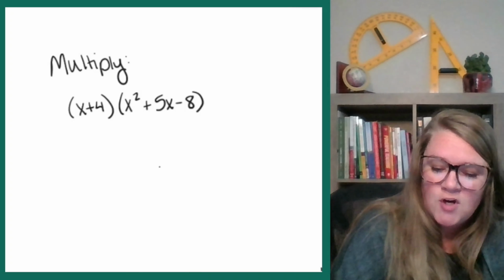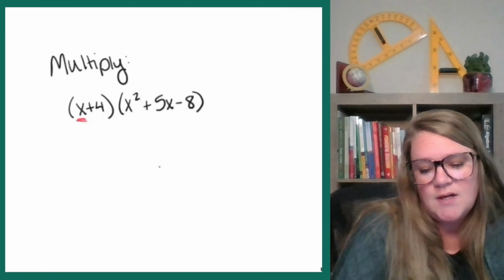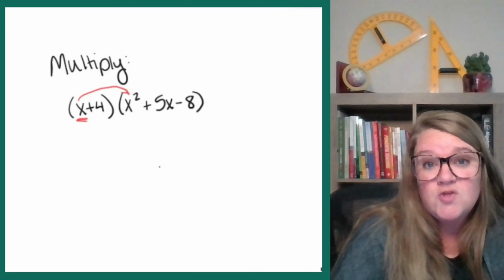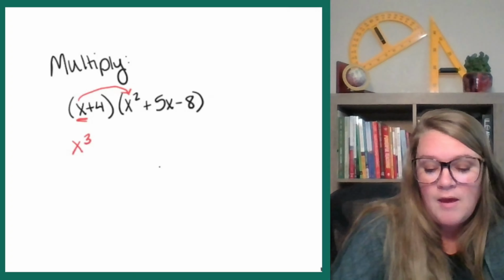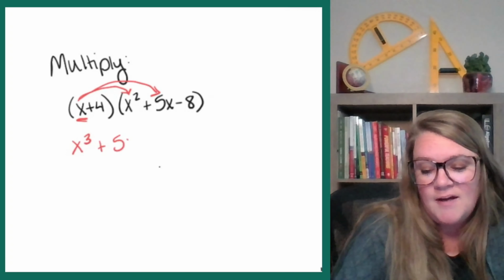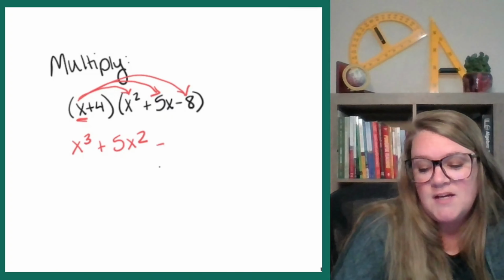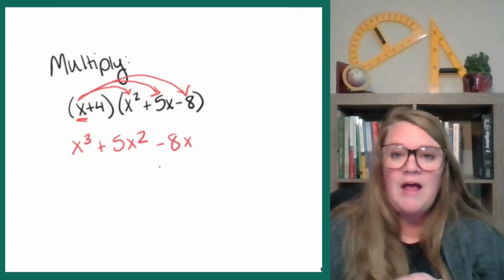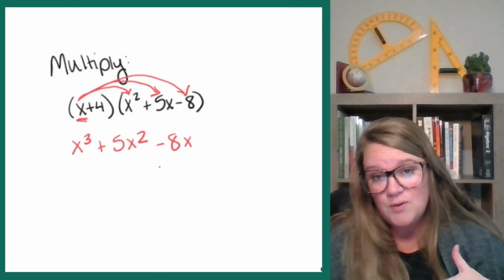So let's start with our x. We want to take x and we want to multiply each term in the second parentheses by it. So x times x squared is how I would start. X times x squared gives me x to the third power. X times 5x gives me a positive 5x squared. And x times negative 8 gives me a negative 8x. And this is what I get when I distribute just the x into the second parentheses.